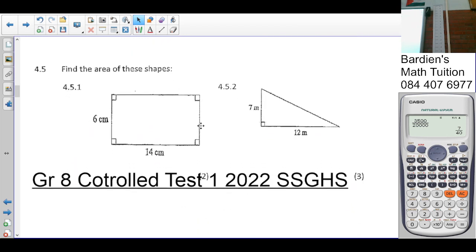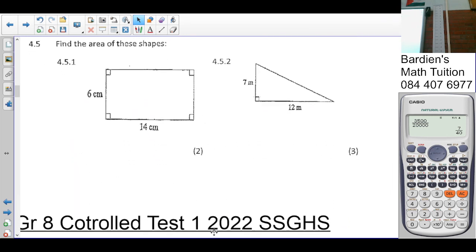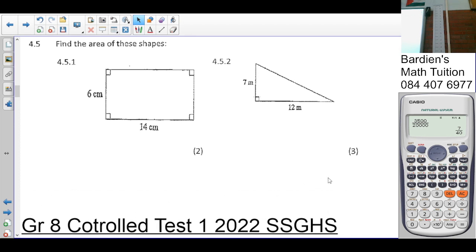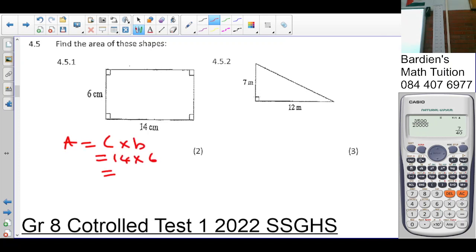The next one, find the area of these shapes. How do you calculate the area of a rectangle? Area is equal to length times breadth. So it's 14 times 6. It's 84 centimeters squared.